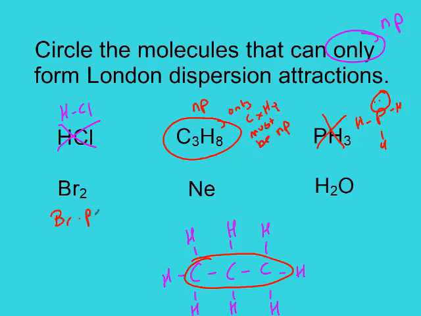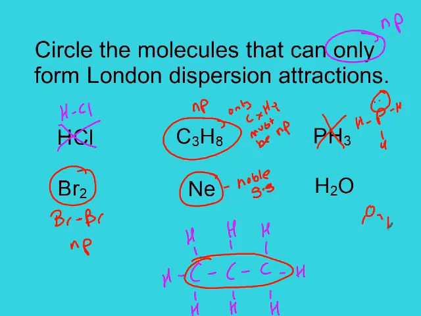Br2, we have one bond, and that bond is between two bromines, so that's an electronegativity difference of 0, so that's nonpolar. So Br2 can only form London dispersion attractions. If you have just a noble gas, it doesn't share its electrons, and so that will only form London dispersion attractions.